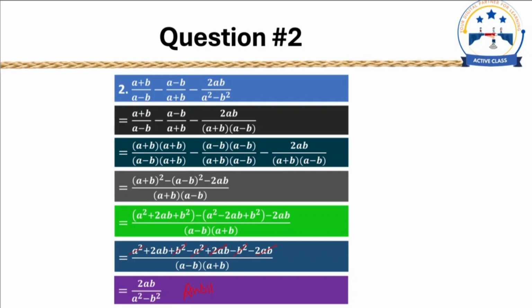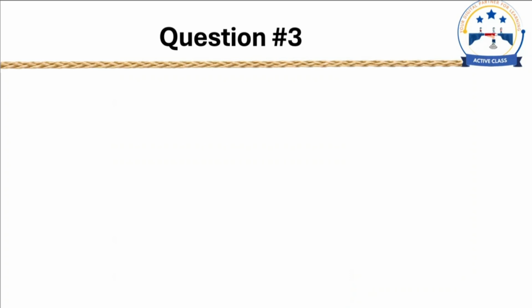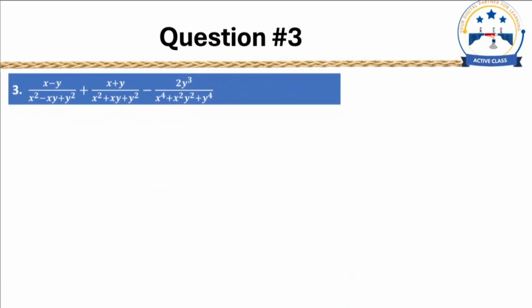Let's jump into the third question. In this question, we are again supposed to simplify this expression, but this is different from what we have done before, right? Okay, again the first step, we factorize the denominators and numerators. We cannot factorize the first denominator, we cannot factorize the second denominator and the numerators as well because they are in the simplest form, but we can factorize the denominator of the third fraction.